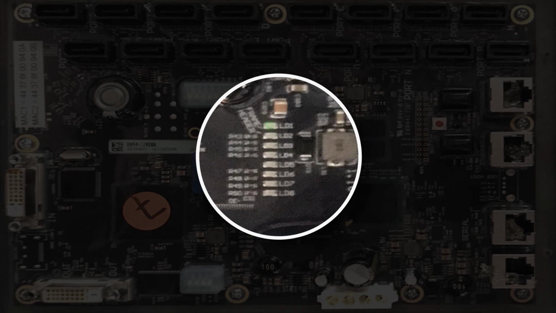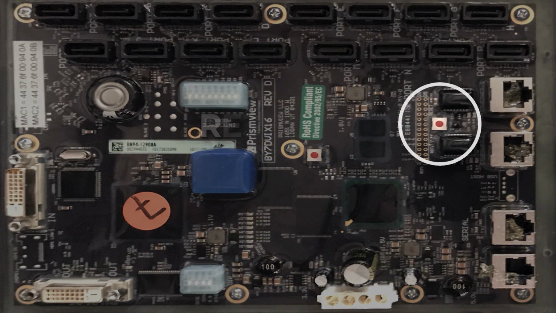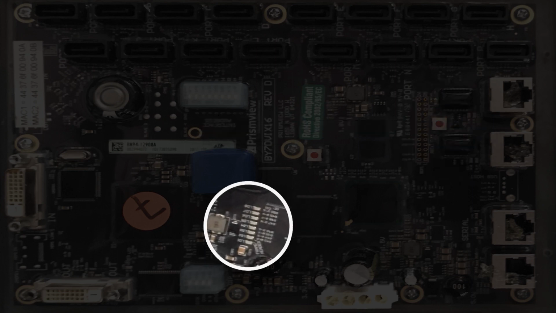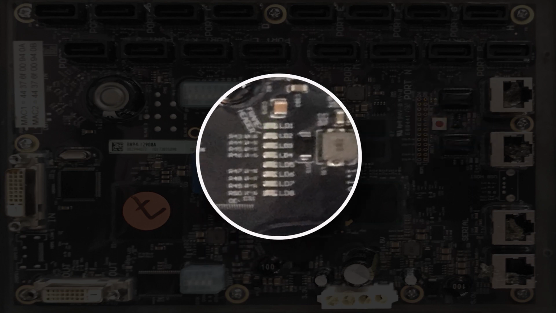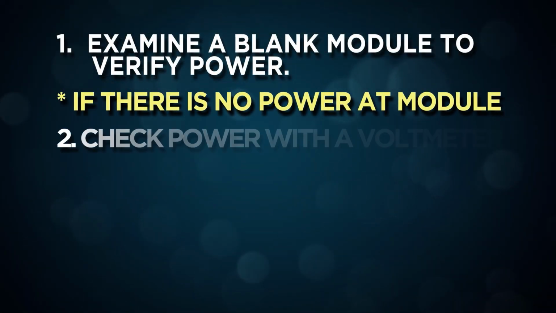If the light is blinking green, then it is receiving frames. The last step is to reset the interface. Press the reset button and wait 2 minutes. Then verify that the LD1 light starts blinking. If there is not power present at the module, then follow these steps.